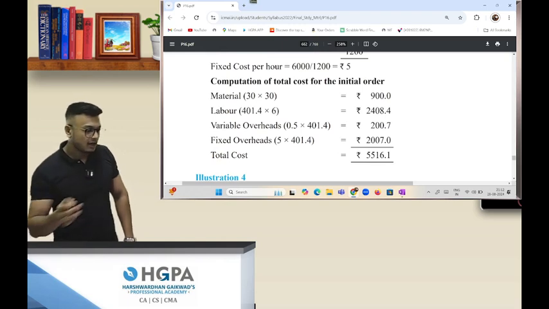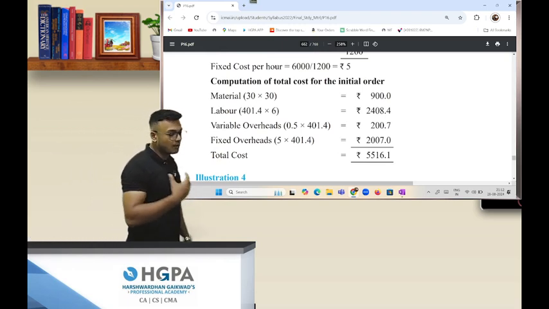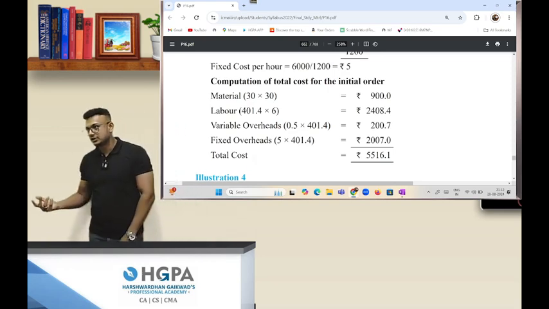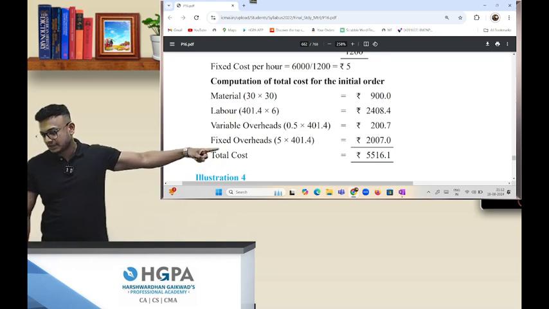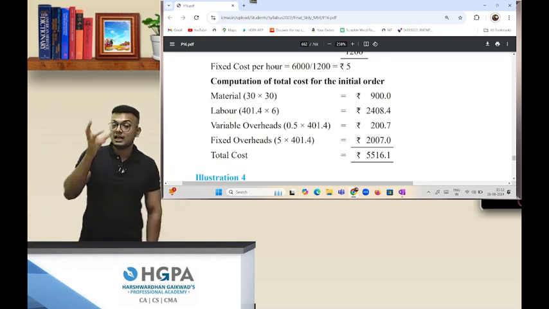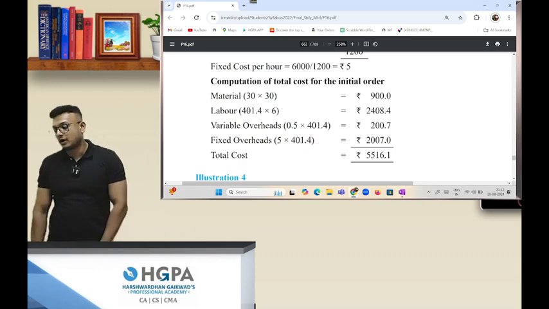55516.1. I'm telling you again, wherever hours are mentioned, we have already computed the hours. Wherever unit is mentioned, unit is only for the first lot, that is 30 units. And this was the main adjustment. This one, fixed overheads, we've already done. It's for the operating hours only. Cool.